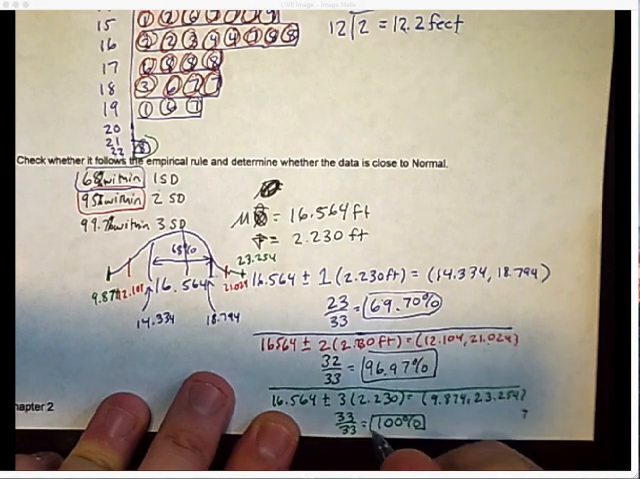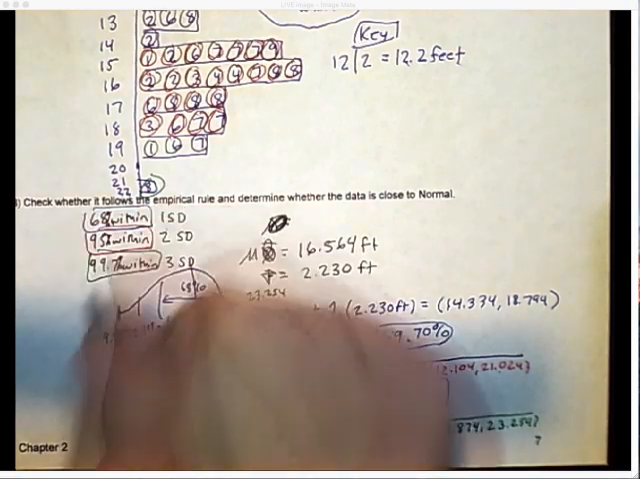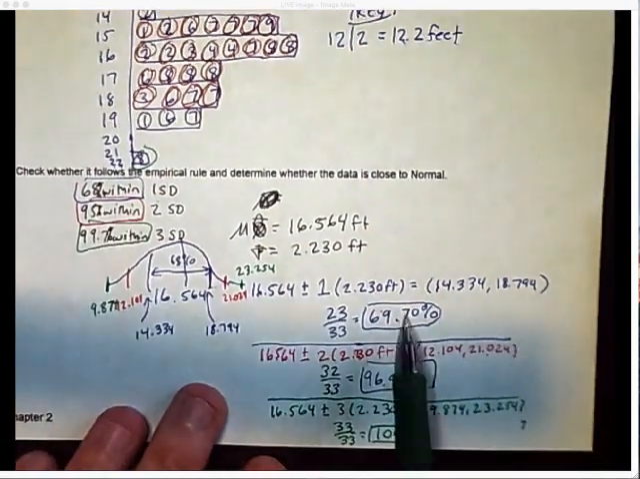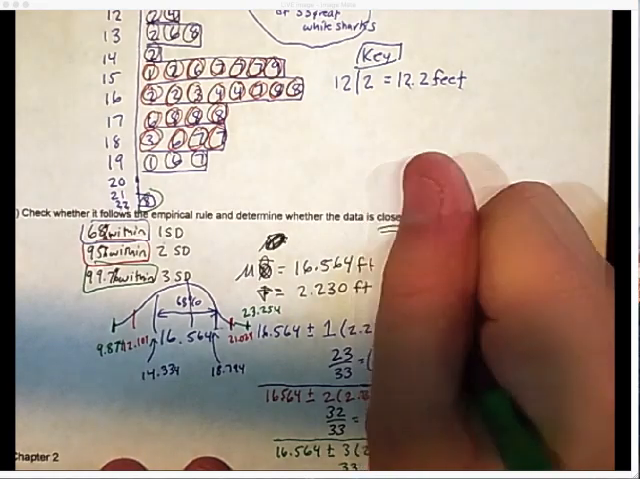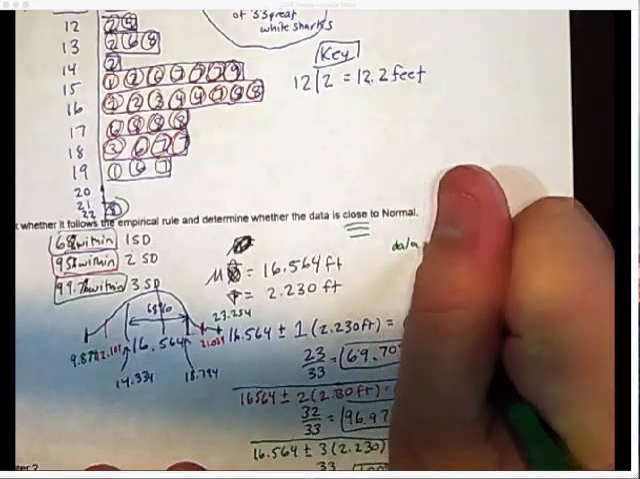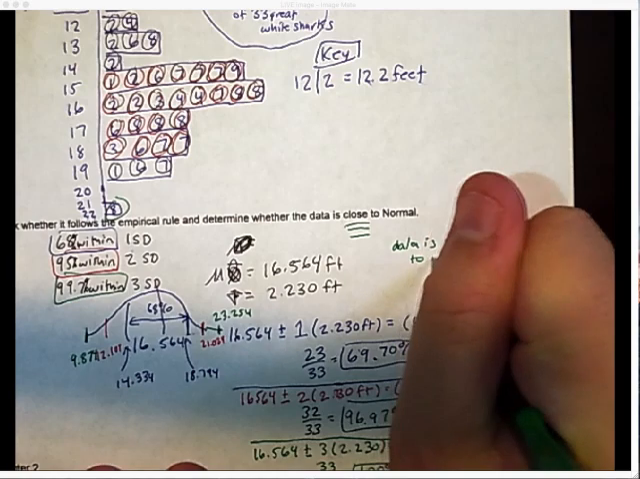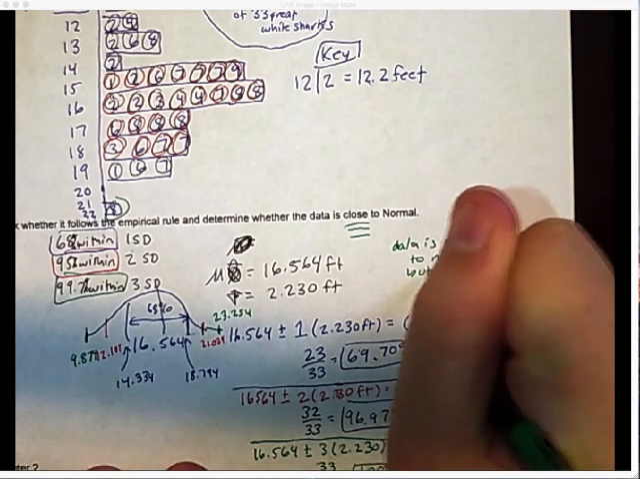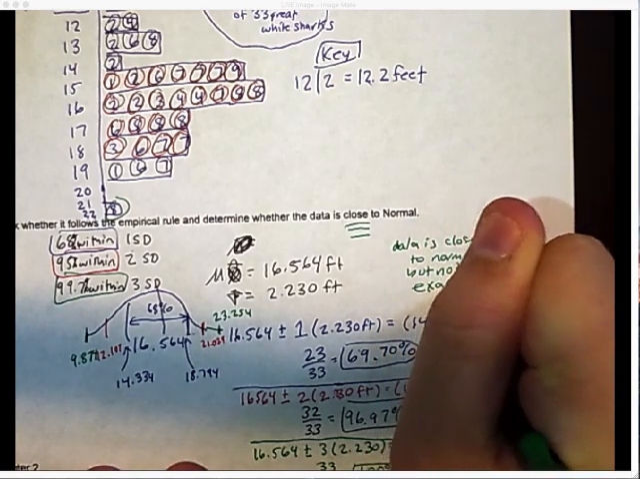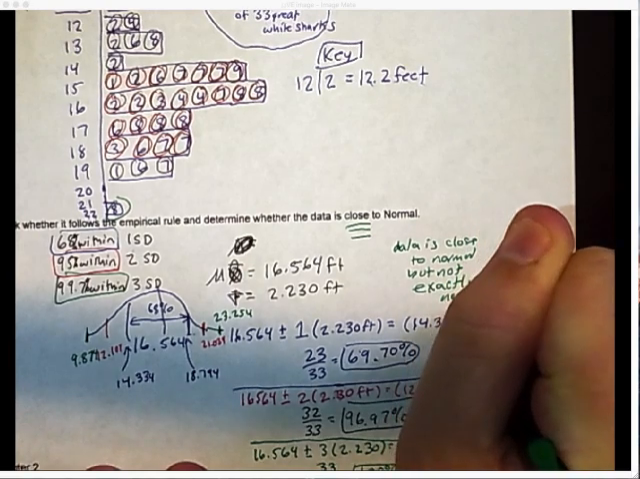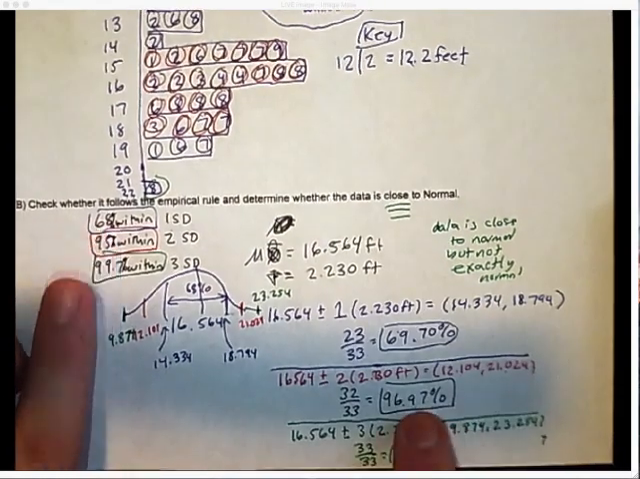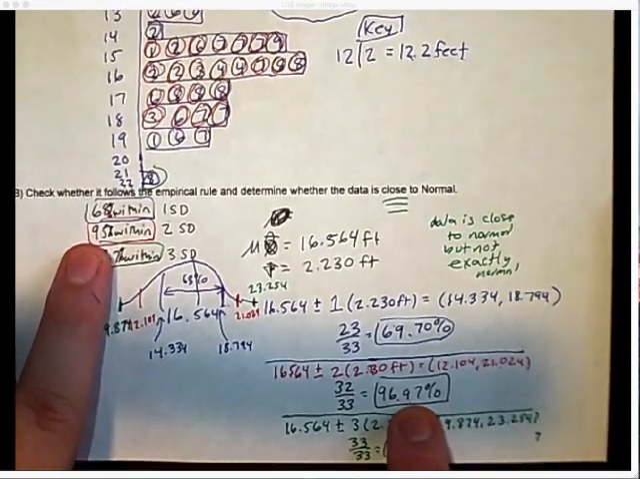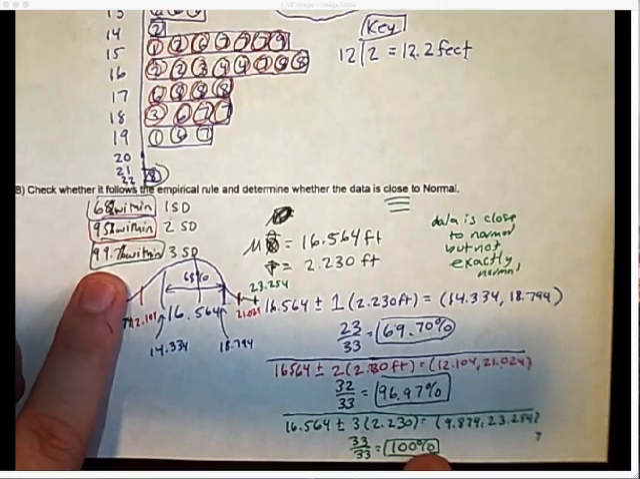So this number is bigger than that number. Although these numbers are close, it's close to normal, but not exactly normal. The data is close to normal, but not exactly normal. This number is relatively close to 68%, this number relatively close to 95%, and this number relatively close to 99.7%.